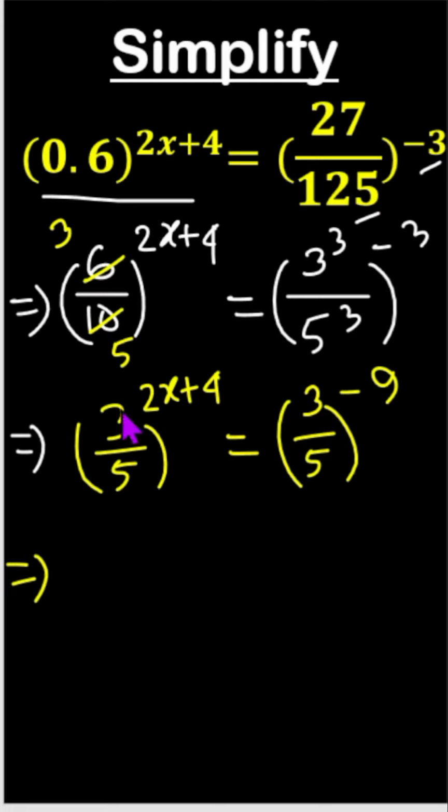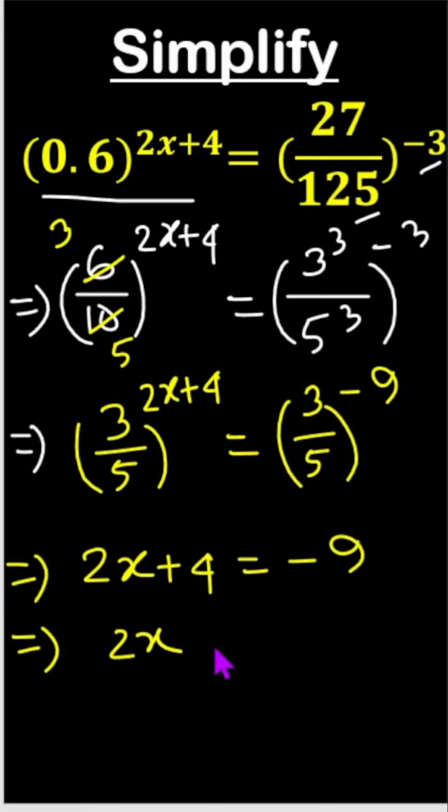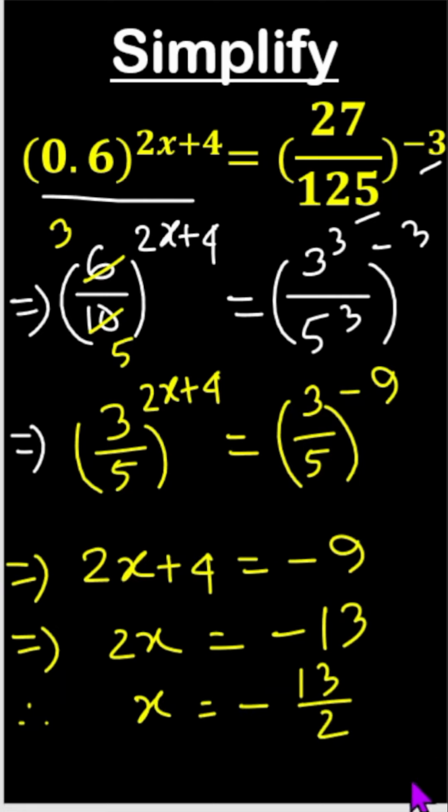Now look, here is 3 by 5 and here is also 3 by 5. So once the bases are the same, the powers will be equal. Therefore we can write 2x plus 4 equals minus 9, right? Then 2x equals, 4 will go to the right side, so minus 9 minus 4, it will be minus 13. Now we divide both sides by 2, so x equals minus 13 by 2, and this is our answer.